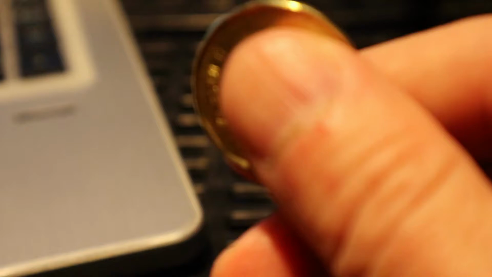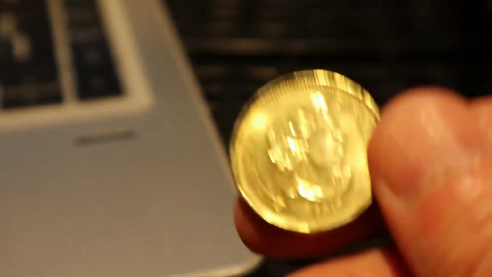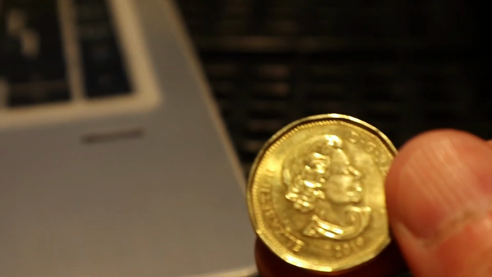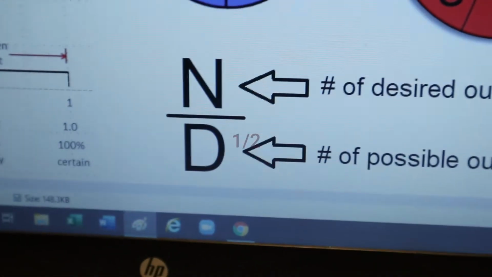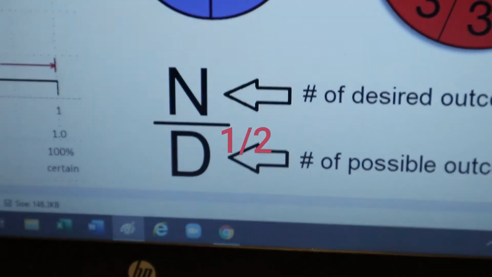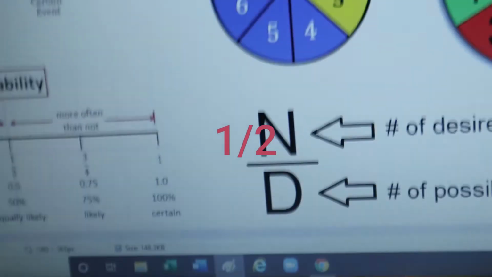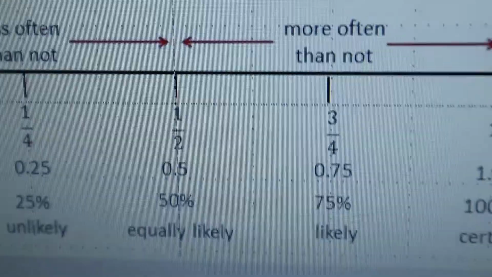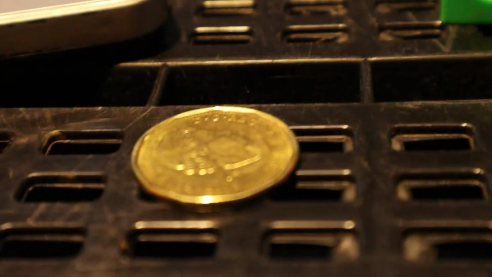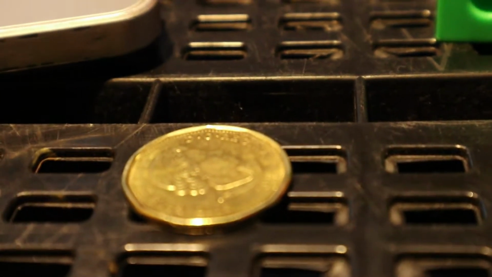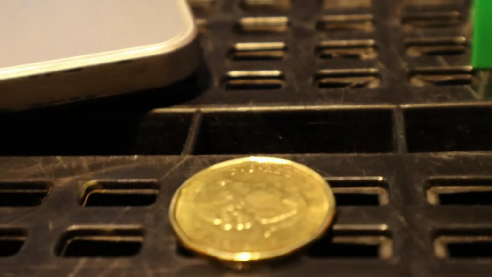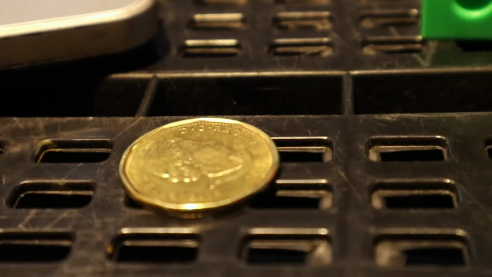Now, if I asked, what are the chances of landing on heads? That's one outcome that we want. So that would be 1 out of 2. So that would be a 1 out of 2 chance. Now, that 1 out of 2, half chance, fits right there. Equally likely. Okay, and that occurs because there are only 2 possible outcomes, heads or tails, and 1 out of the 2 is the desired outcome.